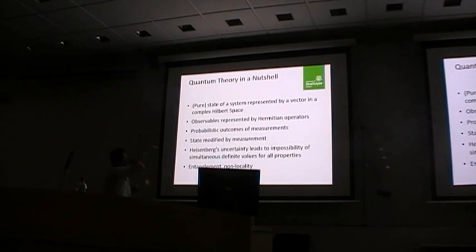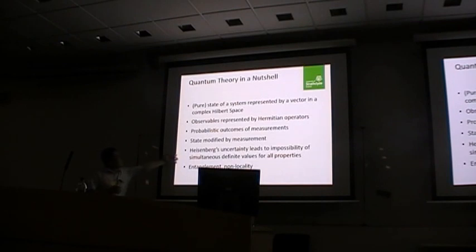Another thing that differs from classical theory is that measurement is an active process. It's not merely a passive revelation of a pre-existing value, but it actually modifies the state. And so the question is whether that modification is a real physical modification, or is it actually just a modification of our knowledge, such as a Bayesian update rule, if you learn something that just changes your priors.